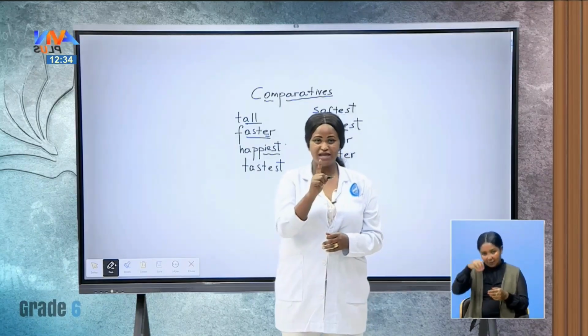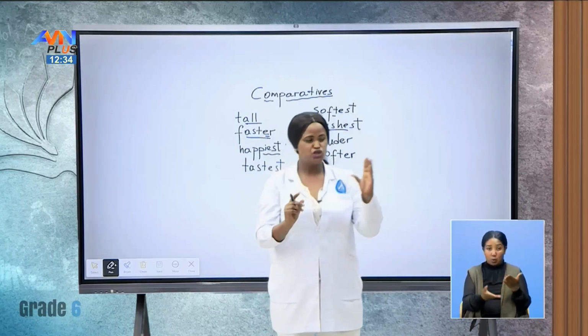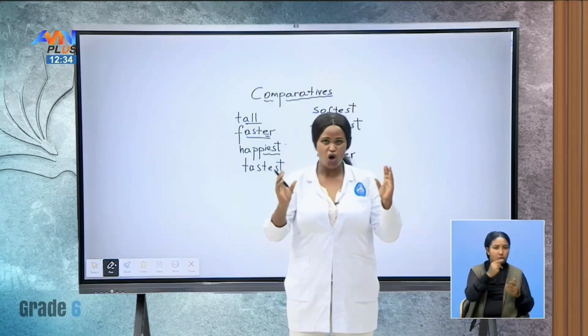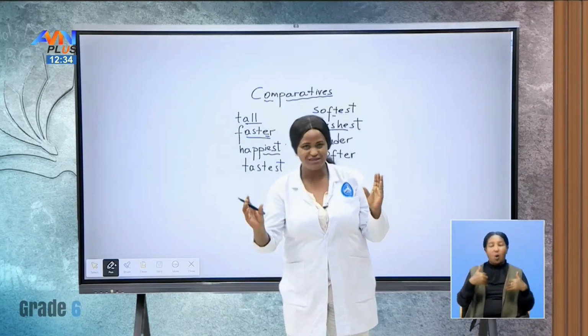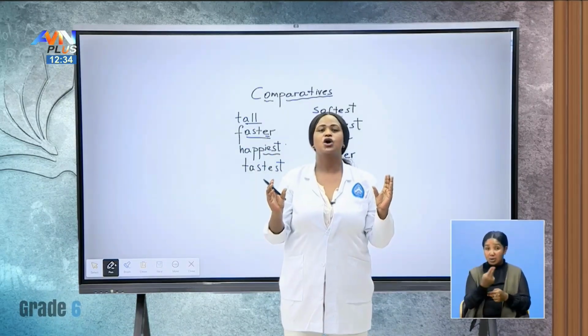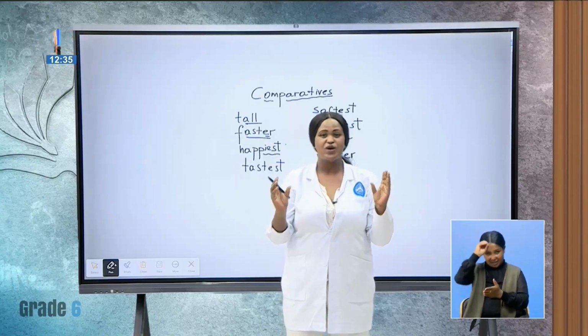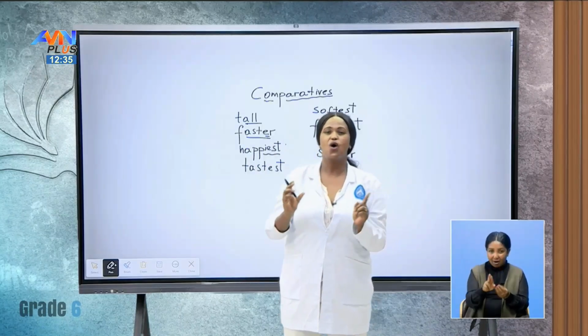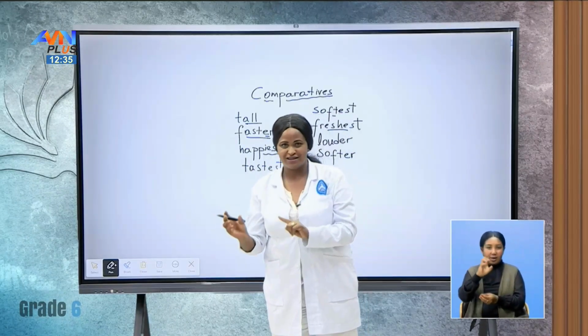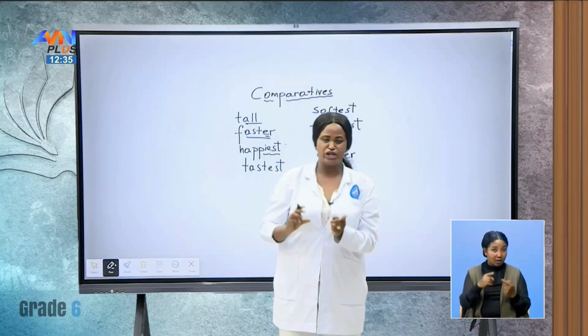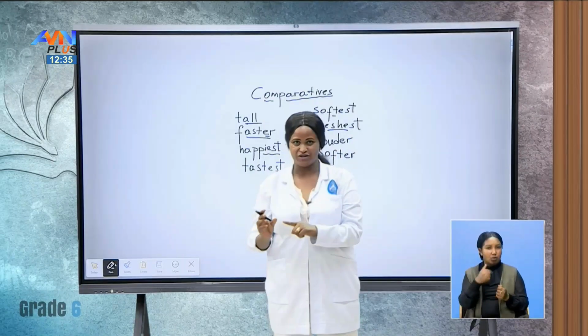The first one, when you compare two people, two objects, two animals, we use the comparative degree. We add ER or IER. When do we add ER? When do we add IER? I will tell you that, okay?